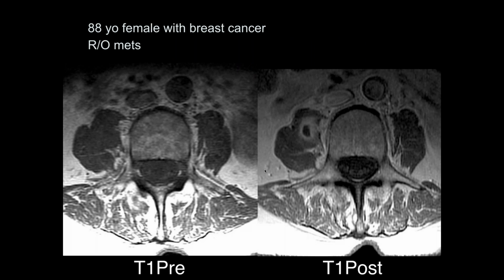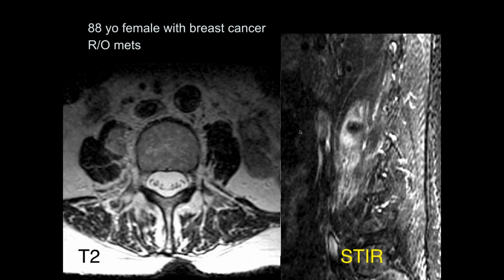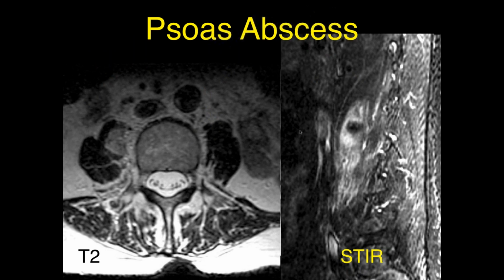Okay, Shiv. 88-year-old female with breast cancer, rule out MET. So it looks like there's an enhancing lesion in the right psoas muscle. Probably infection. Looks like an abscess. And it's hyperintense on T2 and STIR. Yeah, so that was a psoas abscess, not a MET. There's a central area of lack of enhancement. It's typical of an abscess.